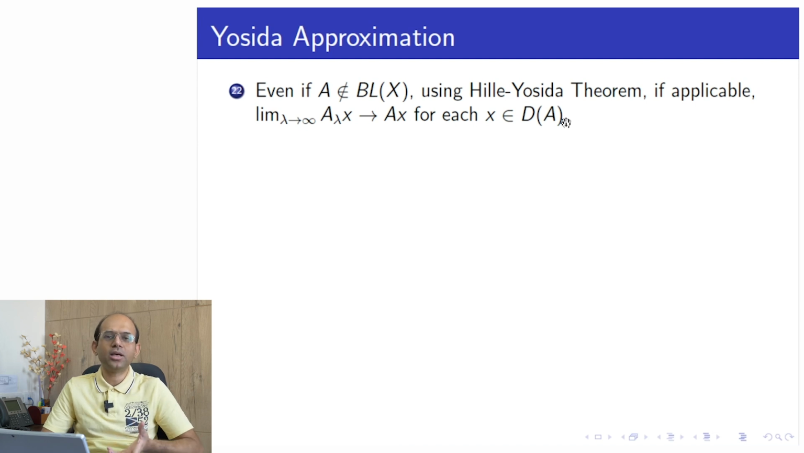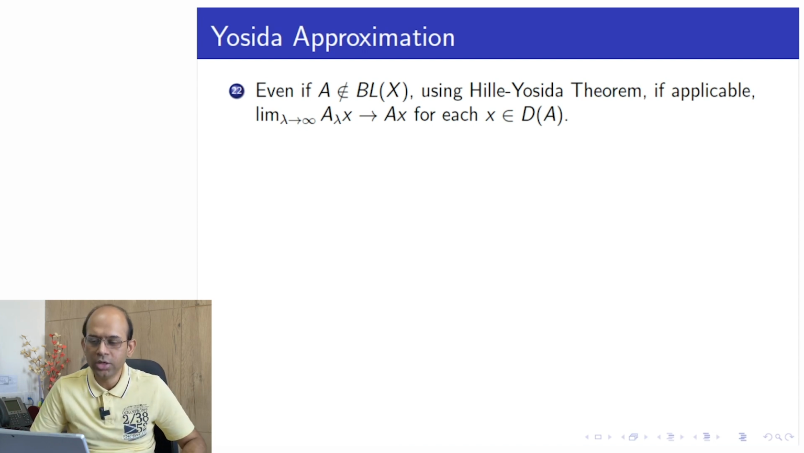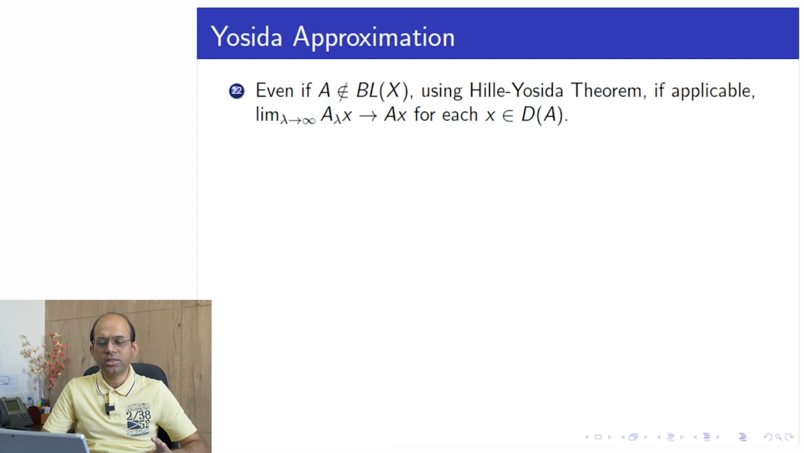This is the best we can expect, because I cannot expect to get this equality for each and every x in the Banach space X, since the right hand side may not be meaningful, as A may not be defined on the whole Banach space. So wherever it is defined, there we would be able to get this convergence. So that is the success of the Yoshida approximation.